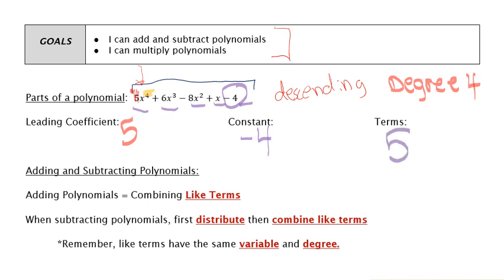When adding and subtracting, we want to make sure we remember that we have to combine like terms. When subtracting, we need to make sure we first distribute and then combine like terms. And remember, when we add and subtract, they need the same variable and the same degree in order to be considered like terms.